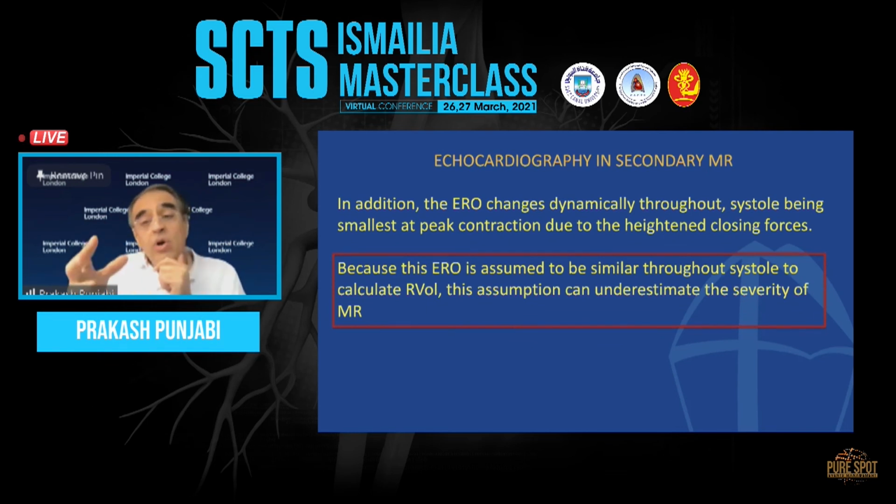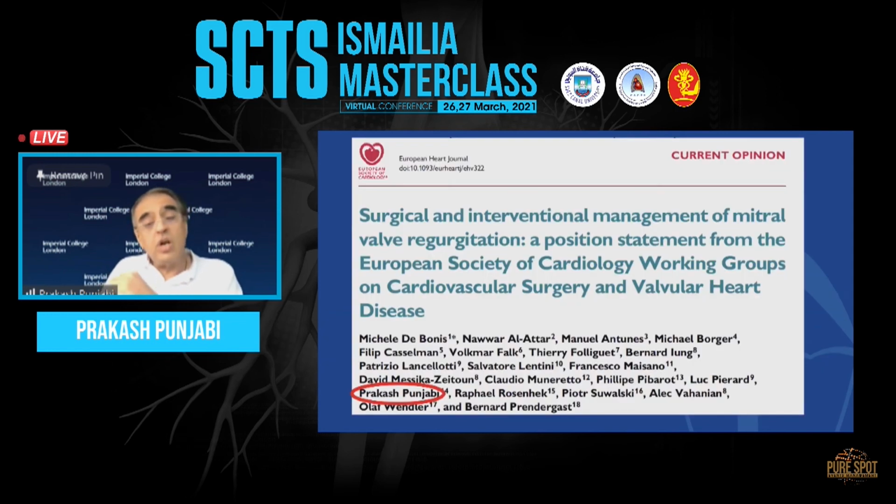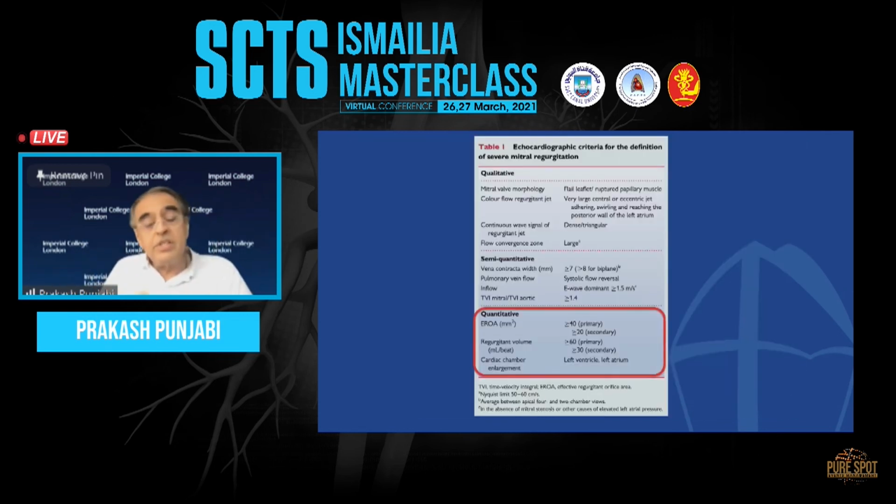The ERO changes more in heart failure, but for calculation is assumed to be similar throughout. And so when you calculate the regurgitant volume, this can again underestimate. And so we were able to say that in patients who have poor outcomes in ischemic MR, they also occur at lower secondary levels as compared to primary MR. So we then went back to the European Society of Cardiology, a group of people, including myself, and said, hang on, we need to decide this.